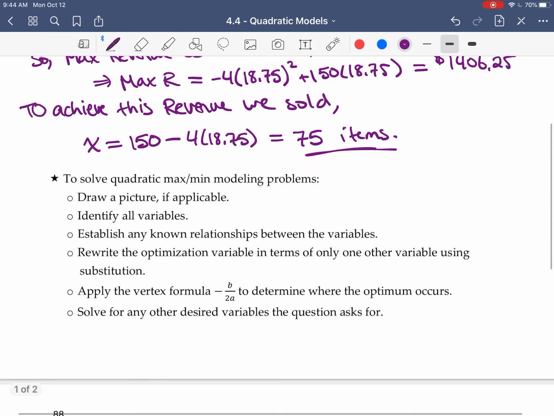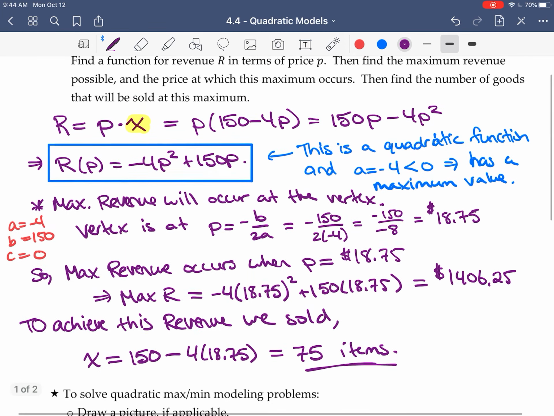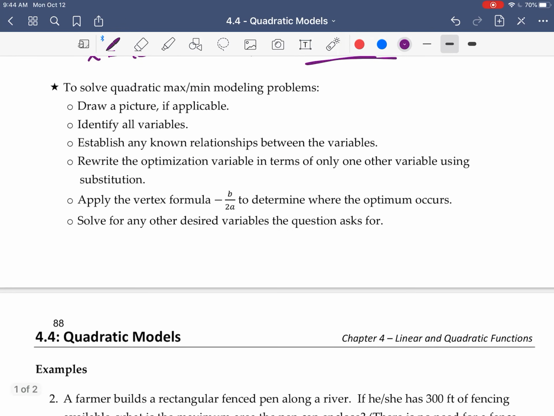For solving many types of max-min problems, here we didn't, but we could have drawn the picture. Sometimes it helps to draw a picture to figure out where your variables are. It helps to identify which are variables, and to establish any known relationships between these variables. Then you're going to have to rewrite the optimization variable, the thing that you want to find the max-min of, in terms of only one other variable. Then you can find the vertex, so you can use the formula like we just did, or you can put it into the standard form so that you can see the vertex, whatever you prefer. And then obviously read the question again and make sure that you solved the problem.